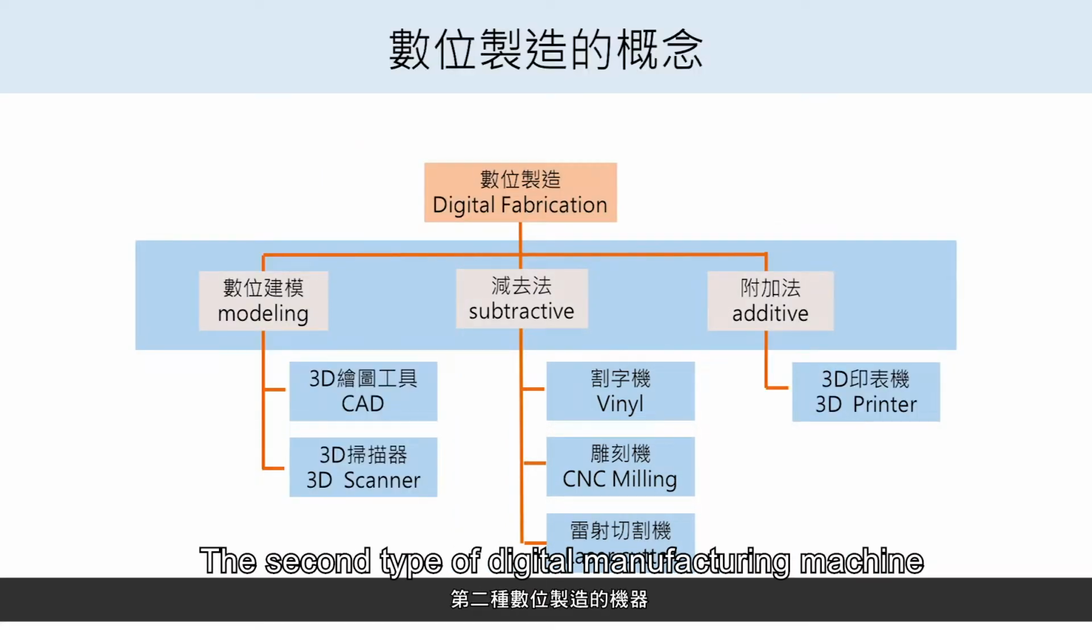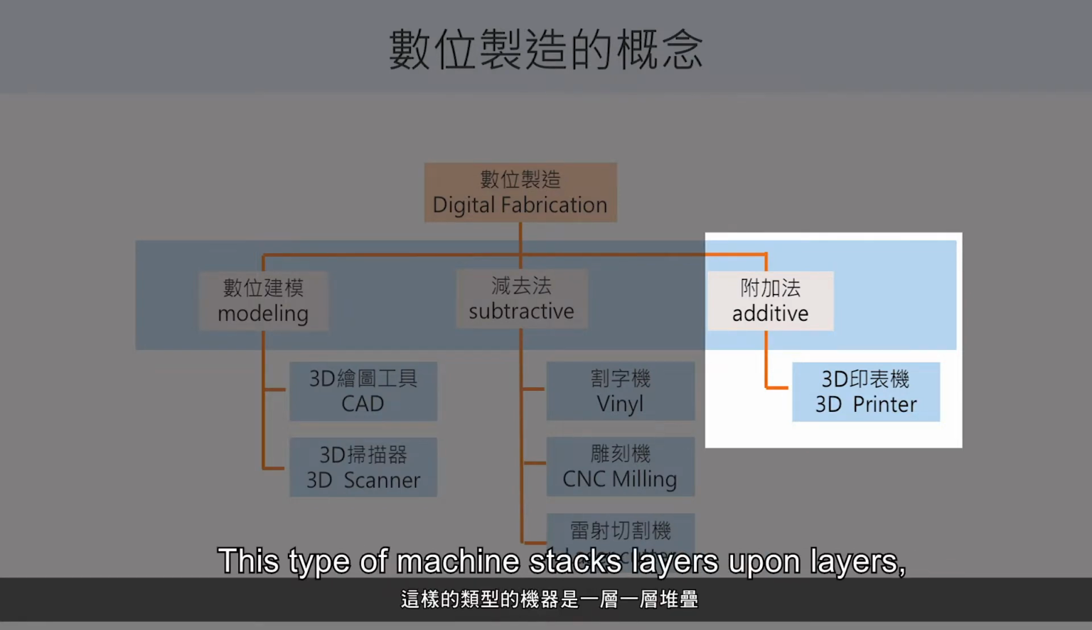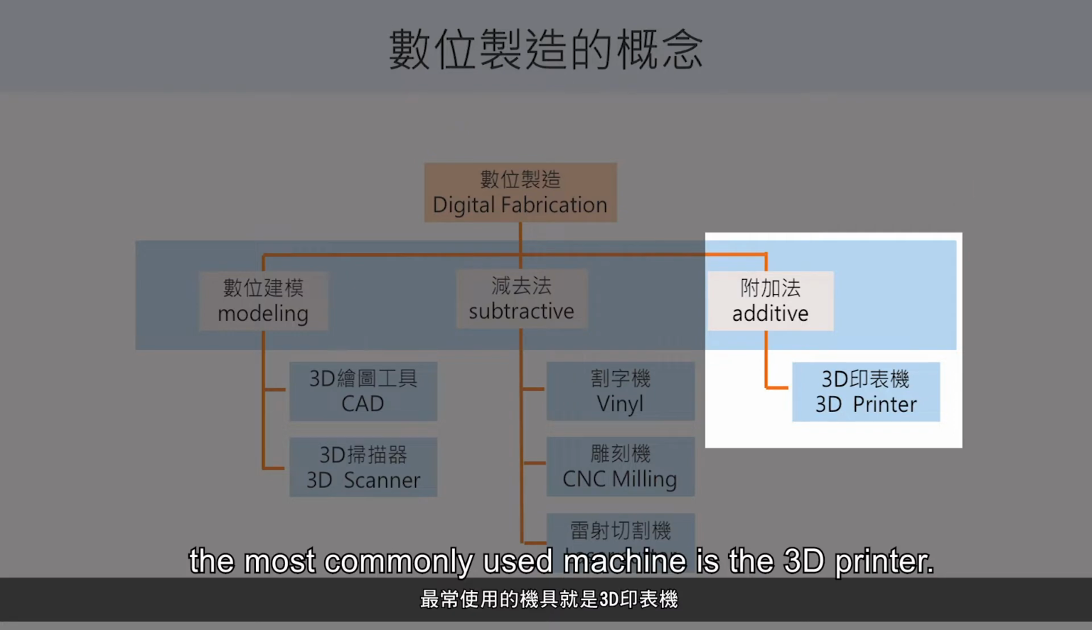The second type of digital manufacturing machine uses the additive method. This type of machine stacks layers upon layers, such as our 3D printer, using the additive method to stack up layers of materials. This concept is called additive processing. The most commonly used machine is the 3D printer.